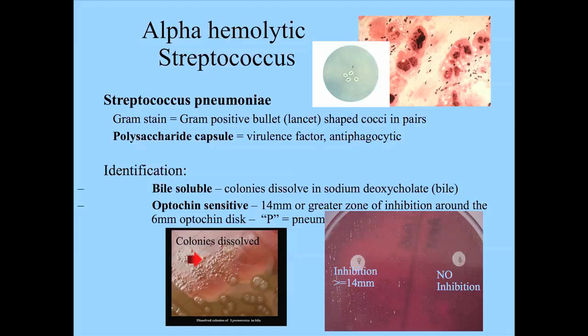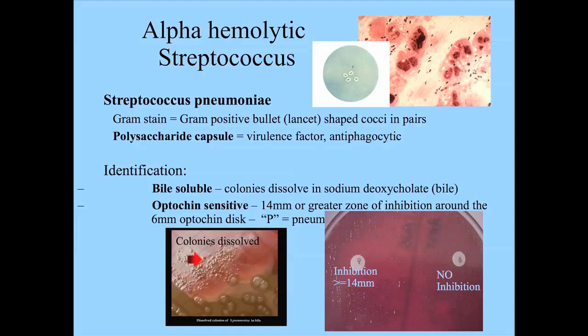You can see the Gram stain of strep pneumo. It's described as bullet-shaped or lancet-shaped Gram-positive cocci, and they normally appear in pairs with the flattened side up against each other. Oftentimes, you'll be able to visualize the polysaccharide capsule in the Gram stain prep. This is the primary virulence factor of strep pneumo and is antiphagocytic.